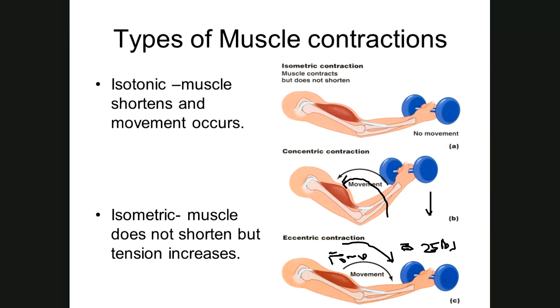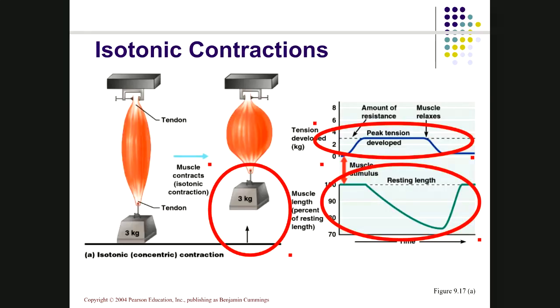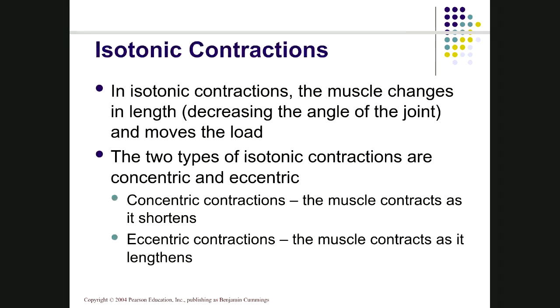But look what's happening to the length of the muscle. Here the muscle is getting shorter, but here the muscle is getting longer. So there are two phases to an isotonic contraction. There's the phase where the muscle shortens, and there's the phase where the muscle lengthens. If it shortens, it's called concentric. If it lengthens, it's called eccentric.